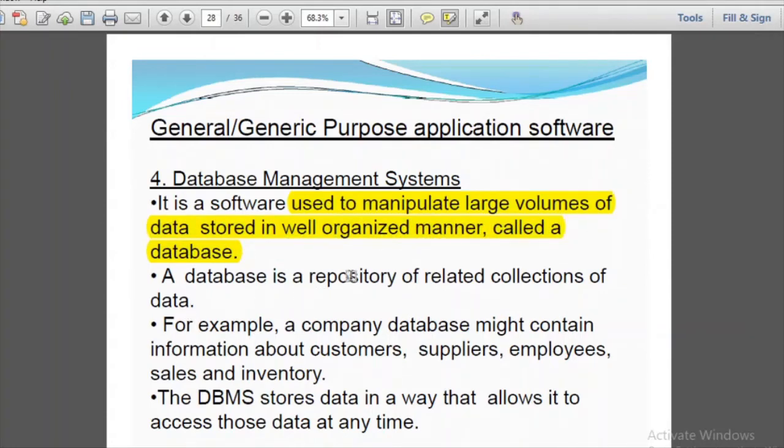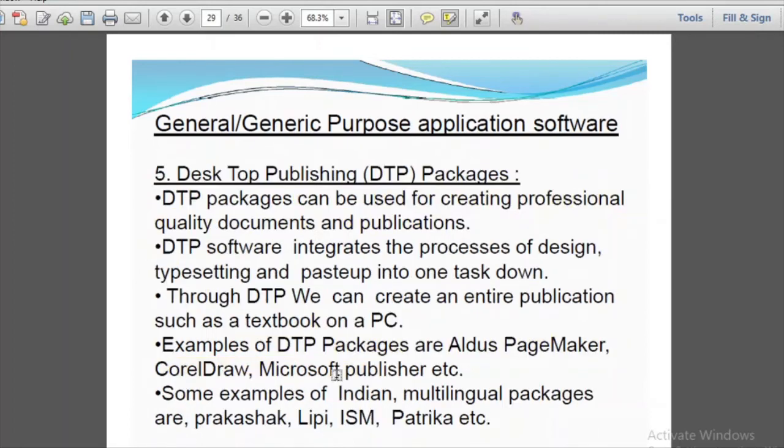A database is a repository of related collection of data. For example, a company database might contain information about customers, suppliers, employees, sales and inventory. For example, if we talk about a school, it will have information about students, teachers, and how their subjects are related to each other, what subject is related to which teacher, their roll numbers, house numbers and whatnot. So this is what databases are supposed to do.